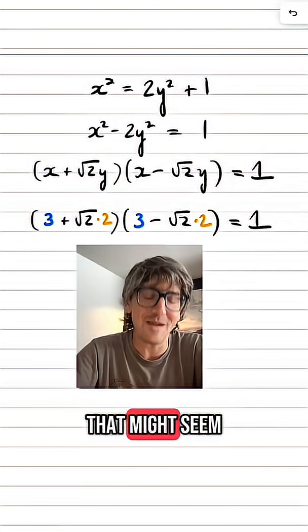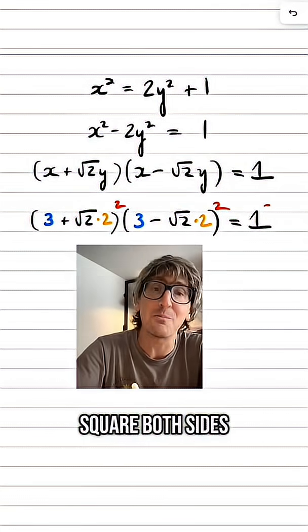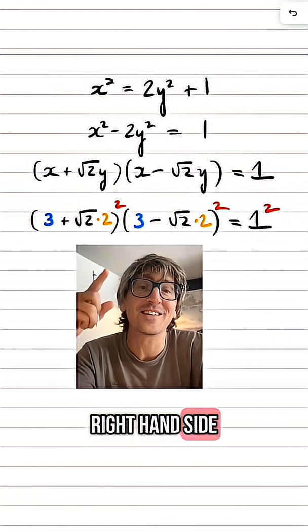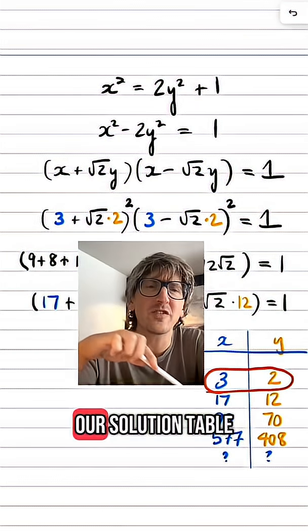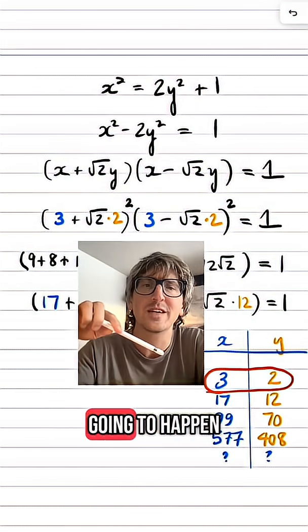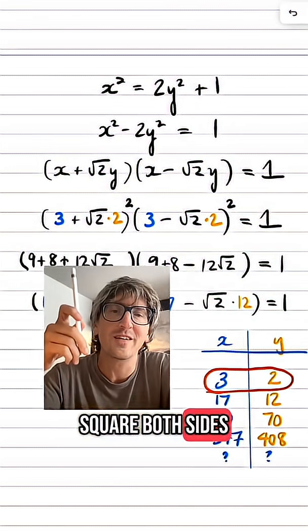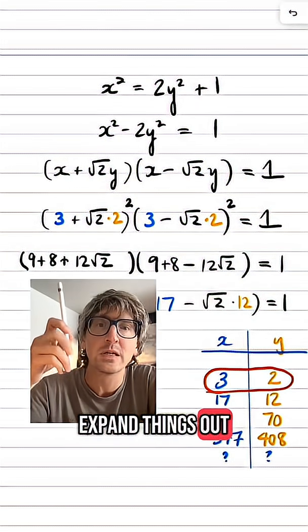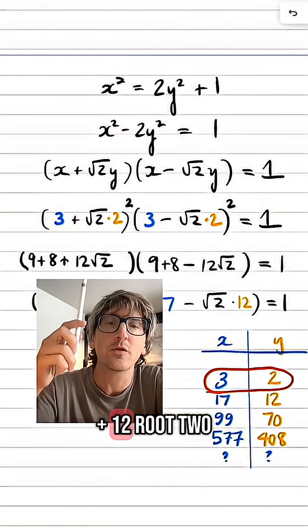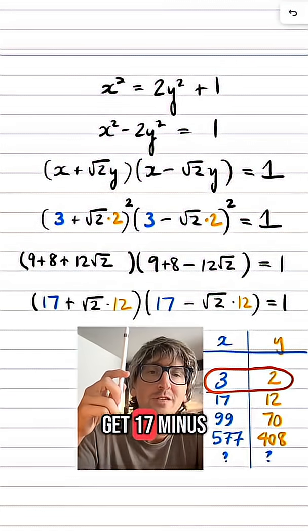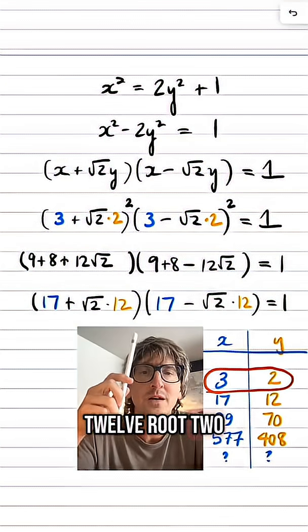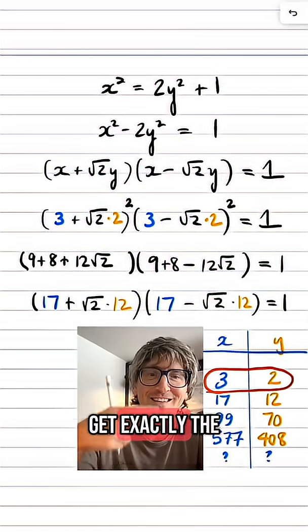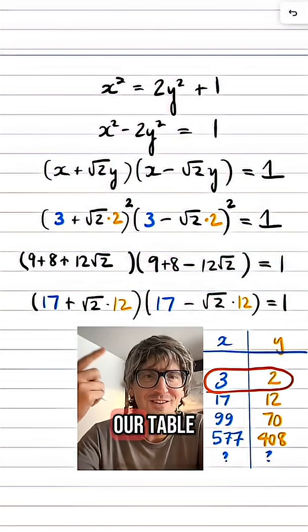I'm going to do something that might seem fairly obvious, but I'm going to square both sides. And notice the right-hand side is still going to be 1. And I brought our solution table down here just to see what's going to happen. But after I square both sides, I can just expand things out. I get a 17 plus 12 root 2 over here, and I get 17 minus 12 root 2 over here. And what do you know? I get exactly the next row in our table.